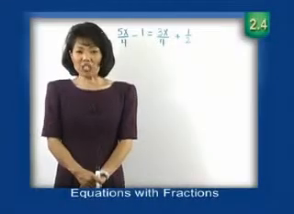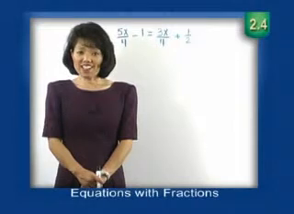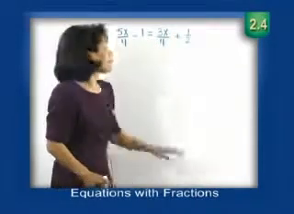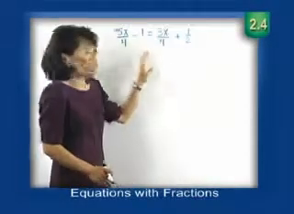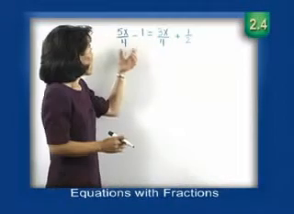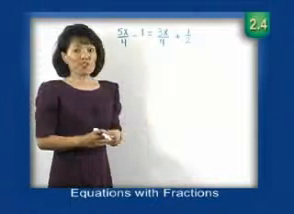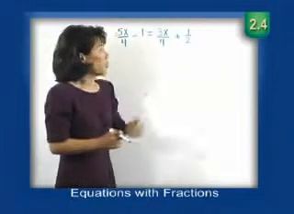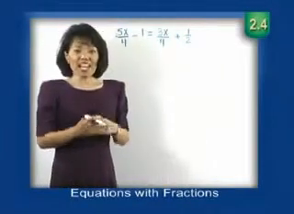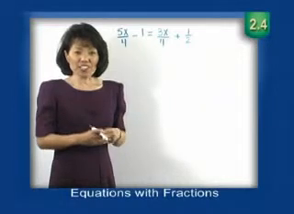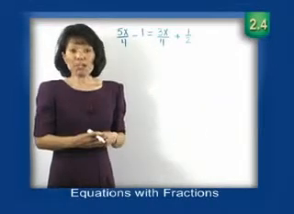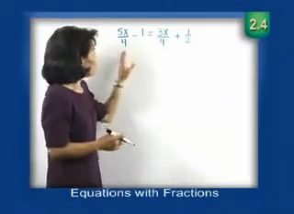Now what we're going to look at are linear equations that involve some fractions. Let's begin. In this first equation, we want to solve for x. We have 5x over 4 minus 1 equals 3x over 4 plus 1/2. And I know since most students don't like fractions, the first thing we want to do is get rid of them. So here's what we're going to do.